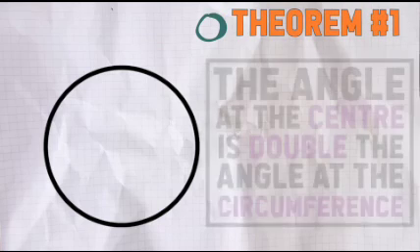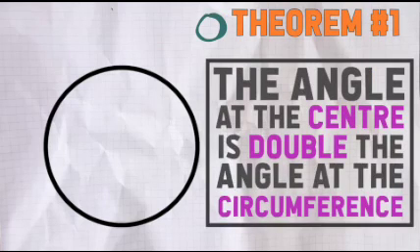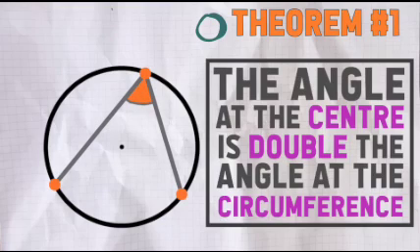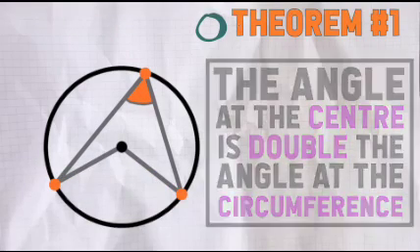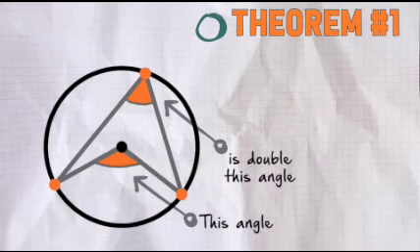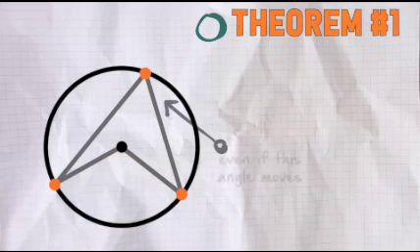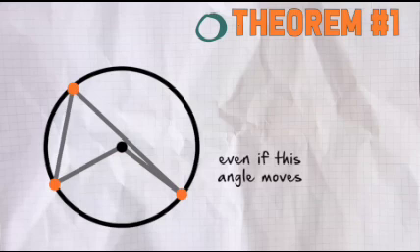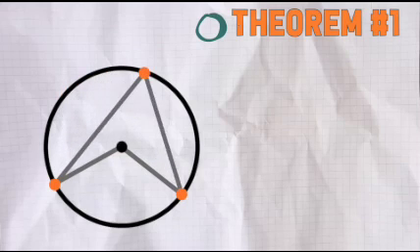Right then, theorem number 1. The angle at the centre is double the angle at the circumference. So this angle at the centre here will always be double the angle at the circumference there, and that is the case even if the angle on the circumference moves around like it is there.